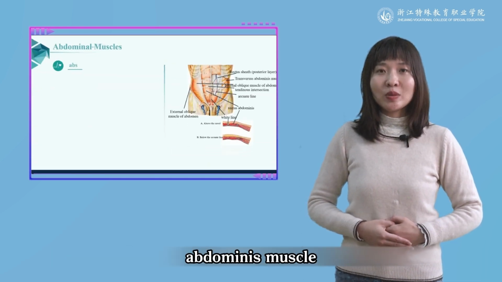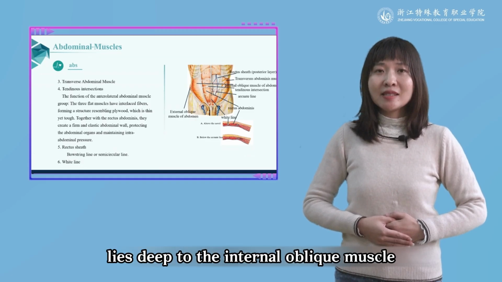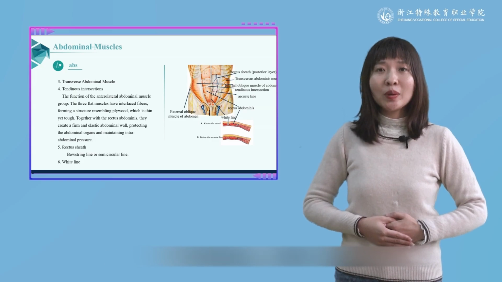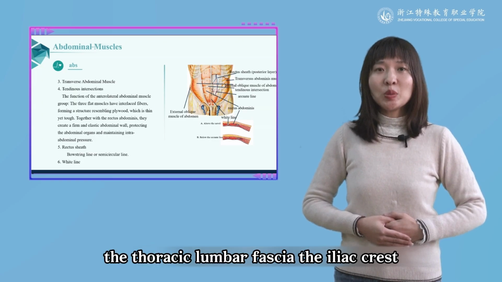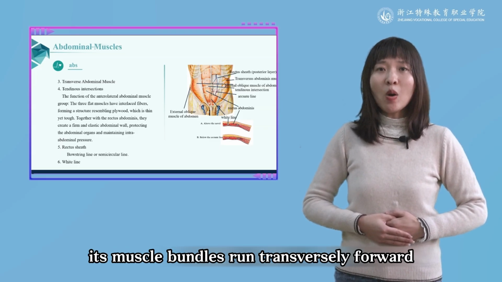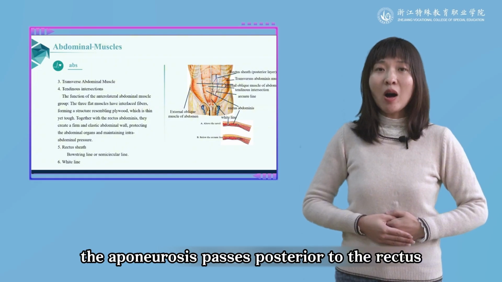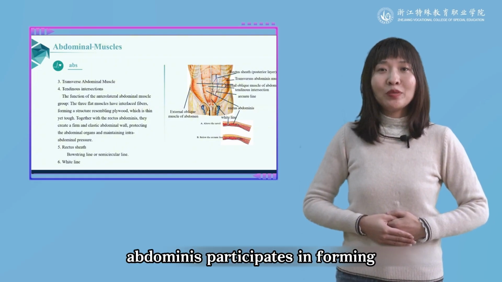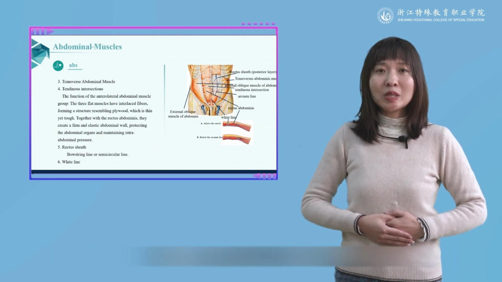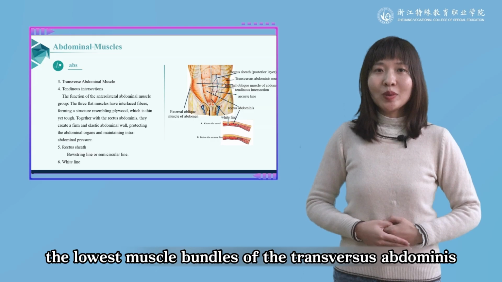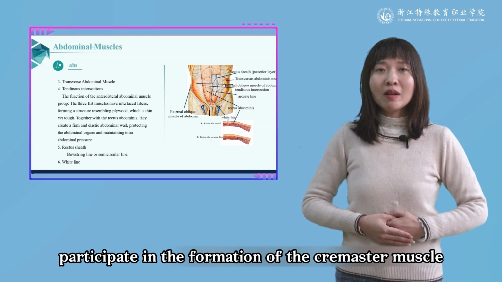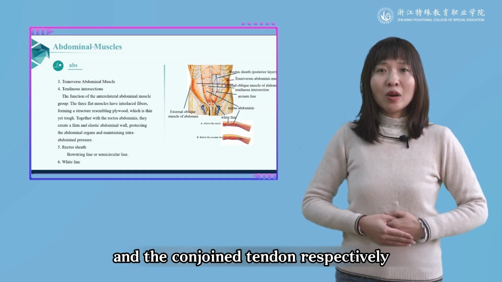The transversus abdominis muscle lies deep to the internal oblique muscle. It originates from the internal surfaces of the lower 6 costal cartilages, the thoracolumbar fascia, the iliac crest, and the lateral third of the inguinal ligament. Its muscle bundles run transversely forward and become an aponeurosis. The aponeurosis passes posterior to the rectus abdominis, participates in forming the posterior layer of the rectus sheath, and ends in the linea alba. The lowest muscle bundles of the transversus abdominis and the medial part of the inferior border of its aponeurosis participate in the formation of the cremaster muscle and the conjoint tendon, respectively.